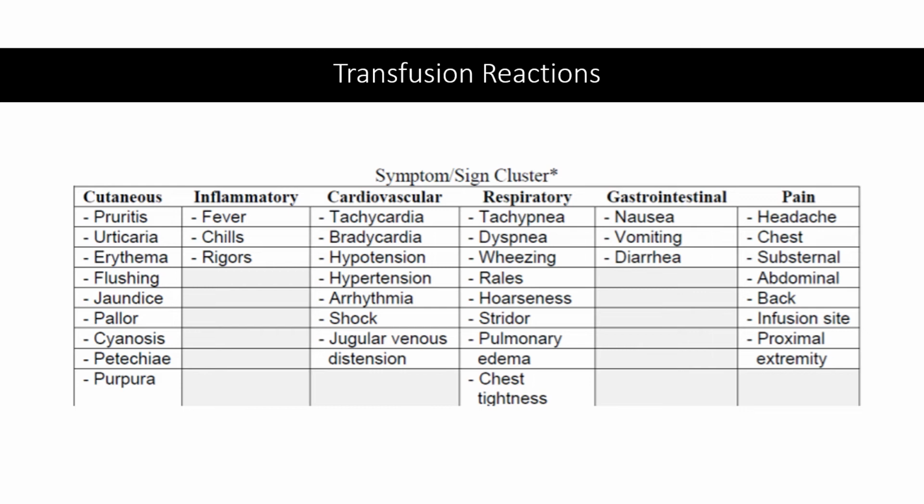Respiratory, the patient might be tachypneic, dyspneic, with the presence of wheezing, rales, hoarseness, stridor, pulmonary edema, or chest tightness, whereas nausea, vomiting, and diarrhea in the gastrointestinal system. And the patient may complain of headache, chest pain, substernal pain, abdominal or back pain, pain at the infusion site, or pain in the proximal extremities. So any reaction or any symptom that the patient reports, you need to further investigate if this symptom is because of the blood transfusion, is part of the blood transfusion reaction, or is the patient's normal.